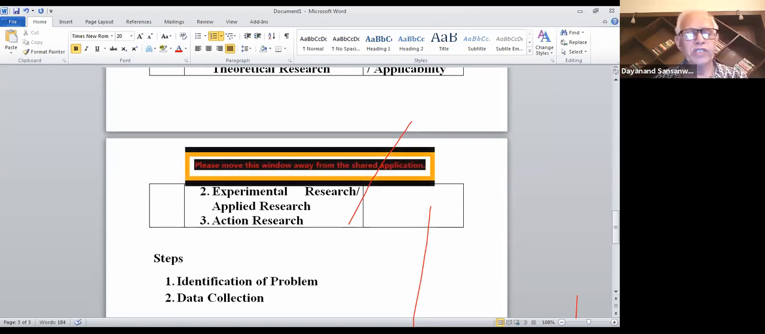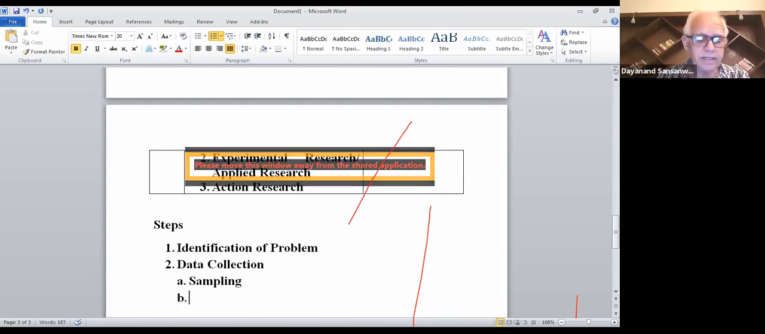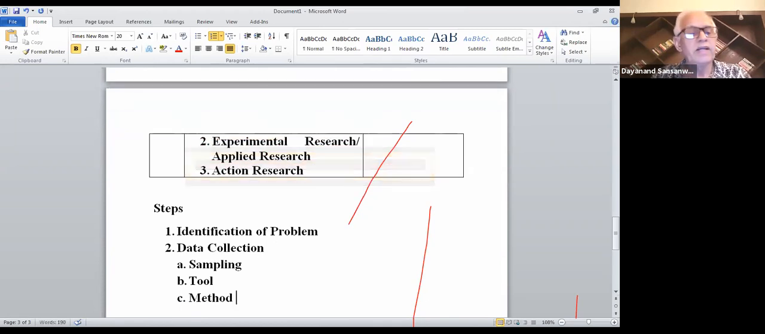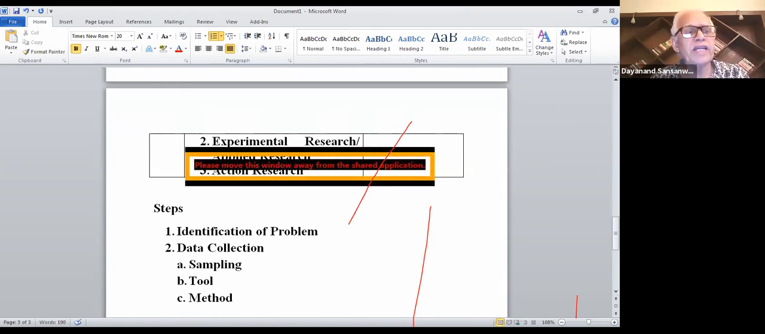So when you see the data collection, there are three things which you should know. One is the sampling. Another is you should know the tools. And another, you should know the method. These are the three important parts of it. And your grounded theory really starts working in this particular one, the data collection.